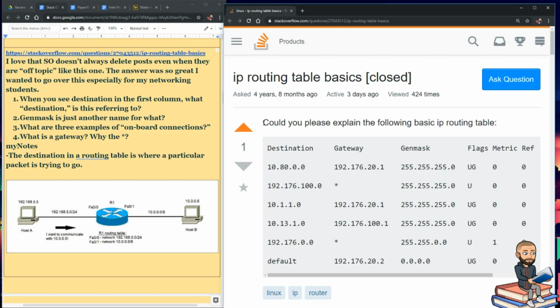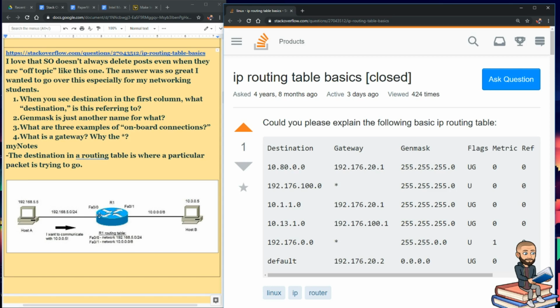The question we want to answer today is, could you explain the following basic IP routing table? So you might know that a computer talks to another computer using a router like this. Here's an IP address, and when you send a packet headed for this IP address down here, 10.0.0.5, what happens is that packet goes into the router through this interface, FA0/0.